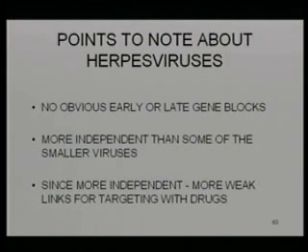So points to note: no obvious early or late gene blocks. The genes are spattered all over the place. We have a huge number of genes. That makes them much more independent than the smaller viruses that we've talked about. And since they're more independent, the big plus for us is there are far more weak links. And the more weak links, the better, as far as we're concerned, because these are targets for drugs. Currently, as far as herpes viruses go, nucleoside analogues have been the way to go because they're so easy to make and so easy to screen. But as time goes on, there are other aspects of the herpes virus life cycle that we will need to target, and we're developing methods to target those as well.